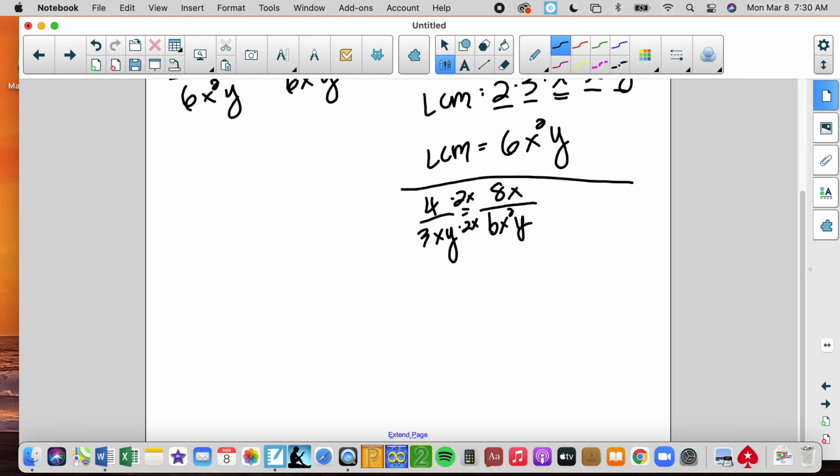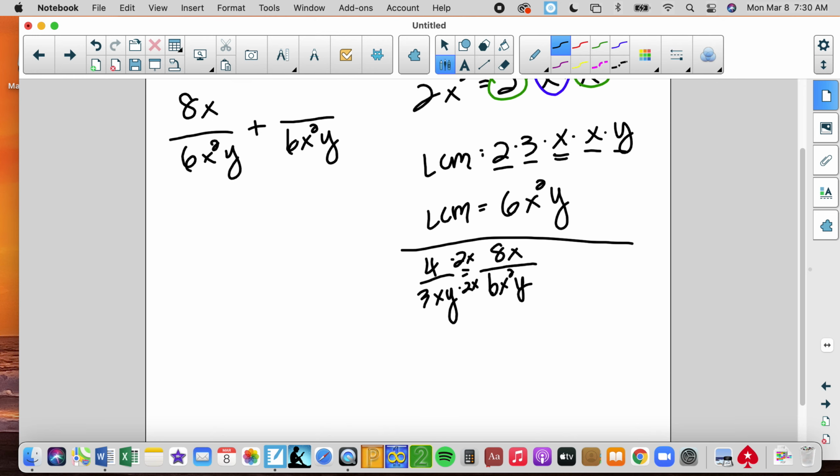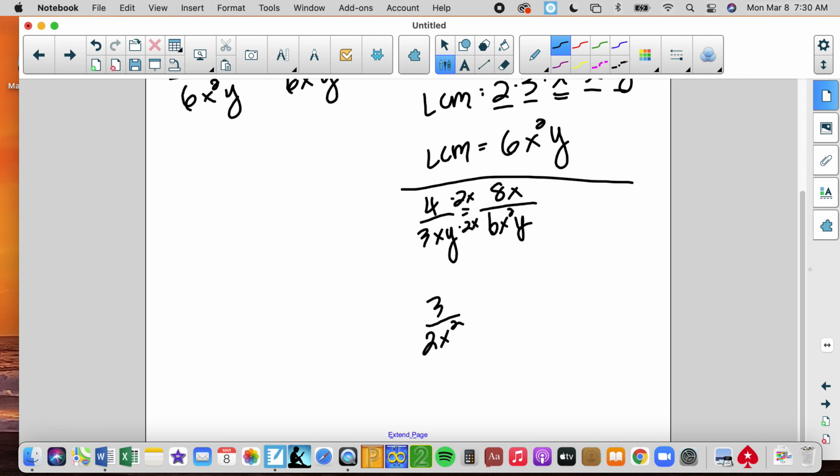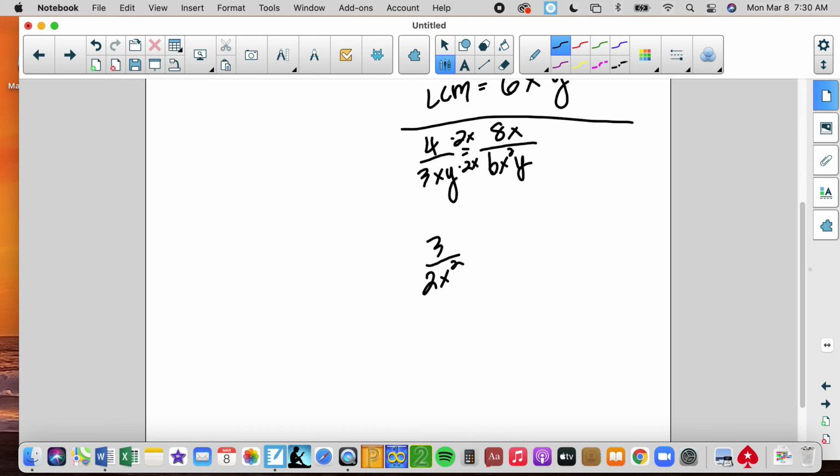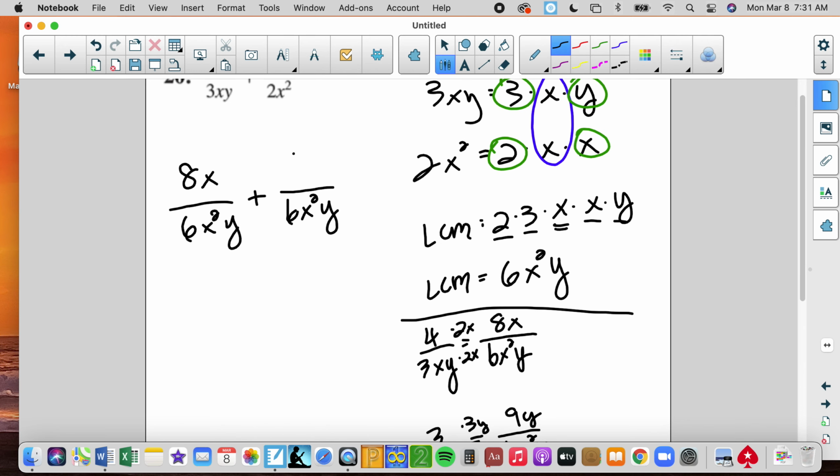Let's look at the other fraction. 3 over 2x squared. Make sure I wrote that correctly. Good. What do we have to multiply to get 6x squared y? Well, 2 to 6, that's times 3, and then x squared is good, but it's missing a y. So we need to multiply it by 3y, which makes 9y. So we get 9y.